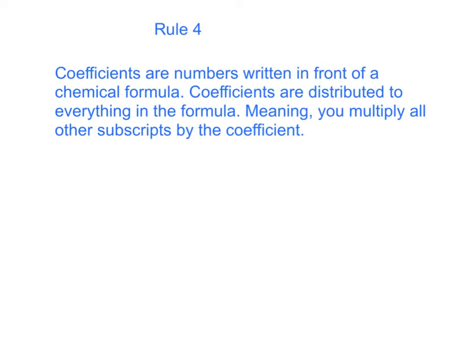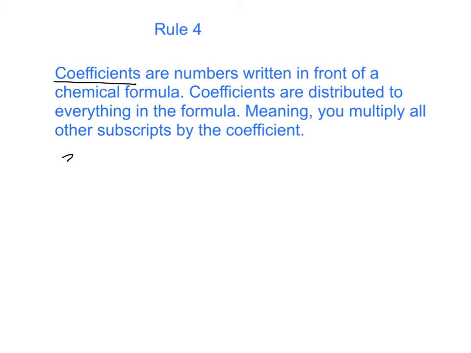Our last major rule, Rule 4, is dealing with coefficients. Coefficients are numbers that are written in front of a chemical formula. They're going to be large numbers, they're not written as subscripts. And they are distributed to everything in the formula, meaning that you multiply all other subscripts by the coefficients. When you have a coefficient, you're basically increasing the number of molecules of that formula that you have.